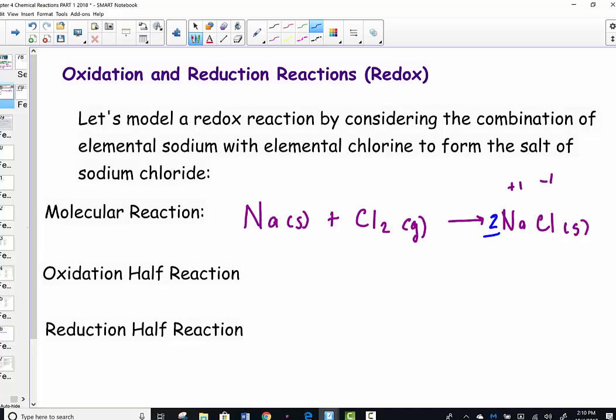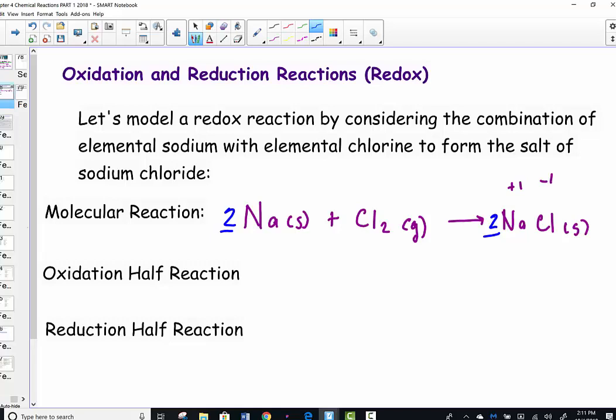I'll balance the chlorines, NaCl, and then I have to back the bus up and fix the sodiums, right? So 2, 1, 2. That's called a combination pattern. It's a building product, right? 2 smaller things combined to make a single product, combination.